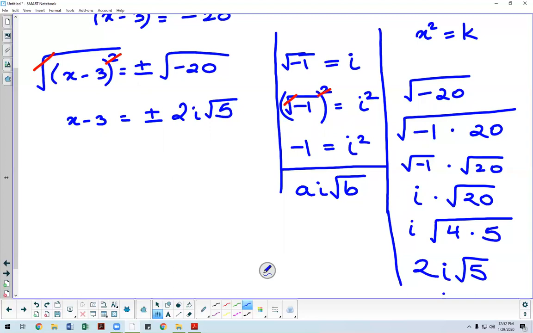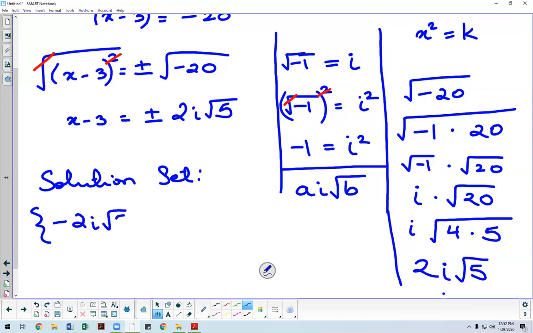Okay, so the solution set for this is going to be -2i square root of 5 and positive 2i square root of 5. It's only when you have 0 on the right hand side that you get one single answer. Otherwise, you will end up getting 2 real solutions, or in this case, 2 imaginary solutions.